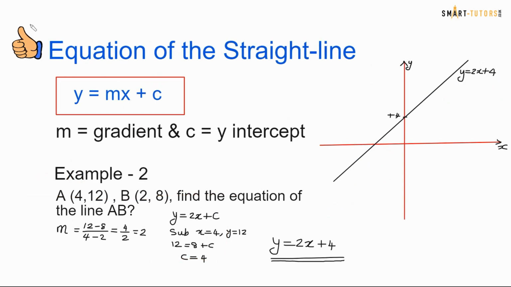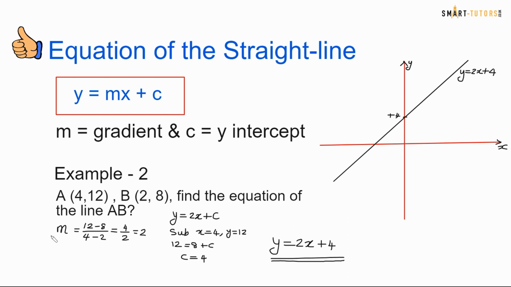The second thing you need to know about is the equation of the straight line. Equation of the straight line is y equals mx plus c. m is the gradient, the slope of the line, and c is the y-intercept. Have a look at example 2. A is (4, 12), B is (2, 8). Find the equation of the line AB.